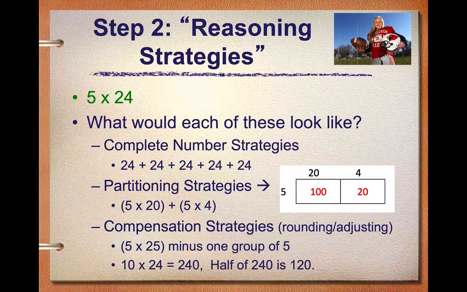And it could also look like this. Multiplying by 5 is not as easy as multiplying by 10. A common strategy for 5s is to double the 5 and make it 10. So 24 times 10, well, that's easier. This is 24 with a 0 on the end, that's 240. And then because I doubled the 5, I have to half the answer. So half of 240 is 120. Those are 2 examples of compensation strategies.